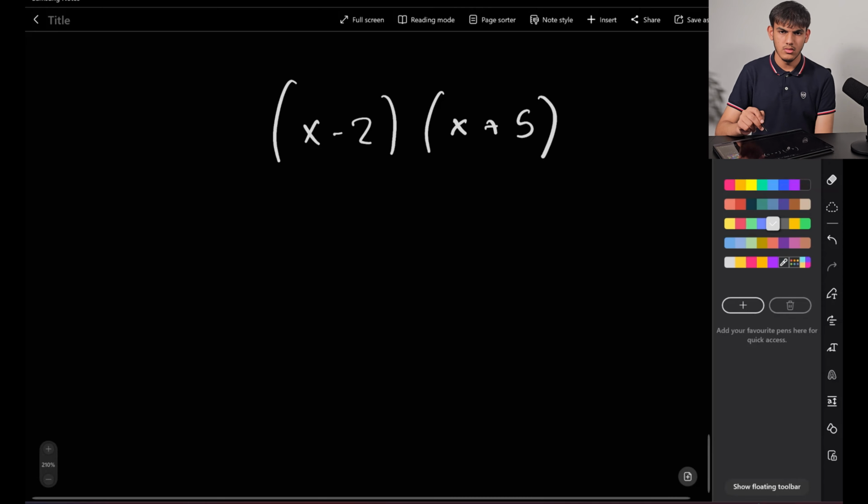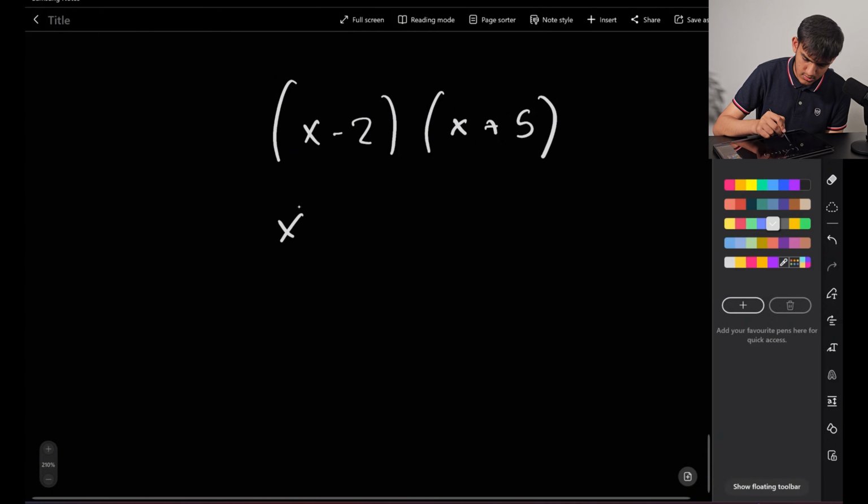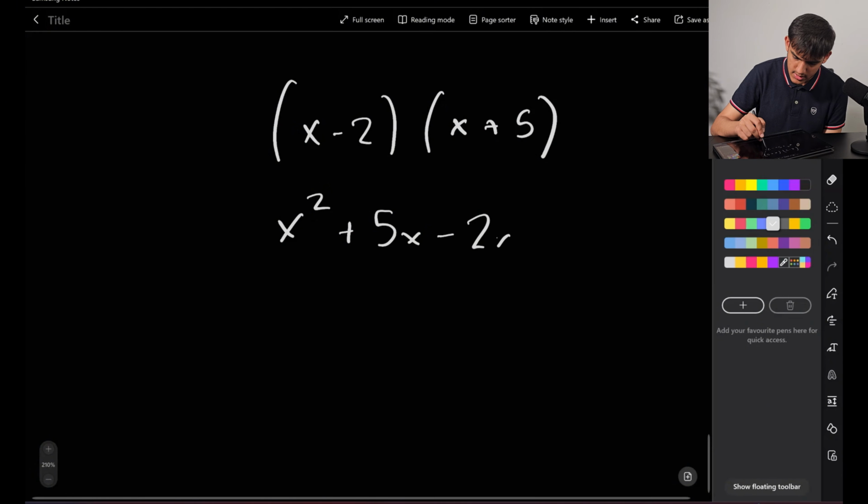So first of all, what we'll do is we'll expand it. So x times x equals x squared. Then x times 5 equals plus 5x. Now we do minus 2 times x, so minus 2x. And then minus 2 times 5, which is just minus 10. So now we've fully expanded it.